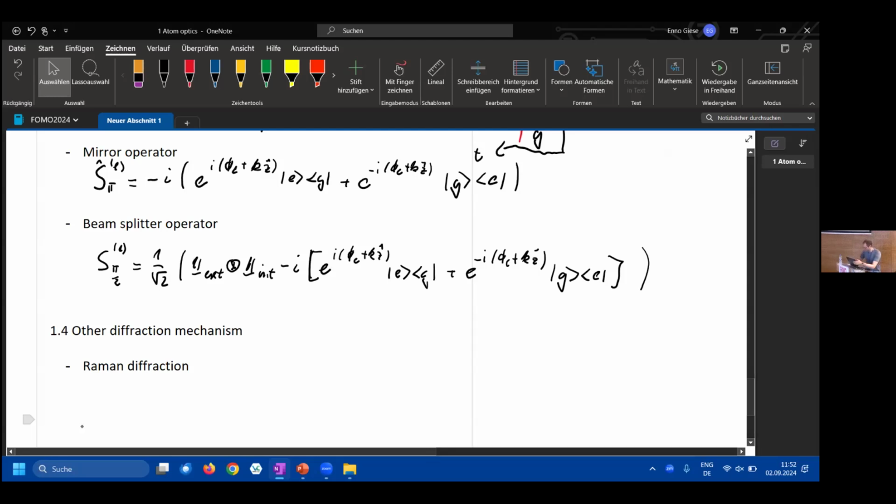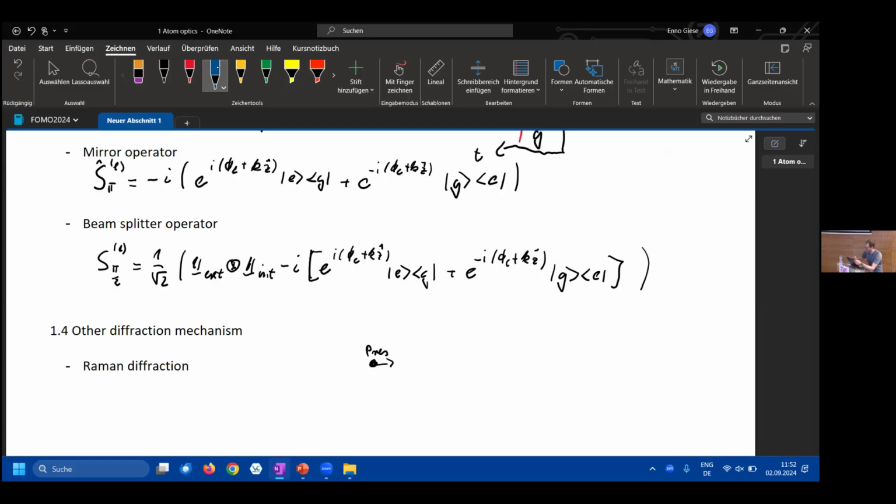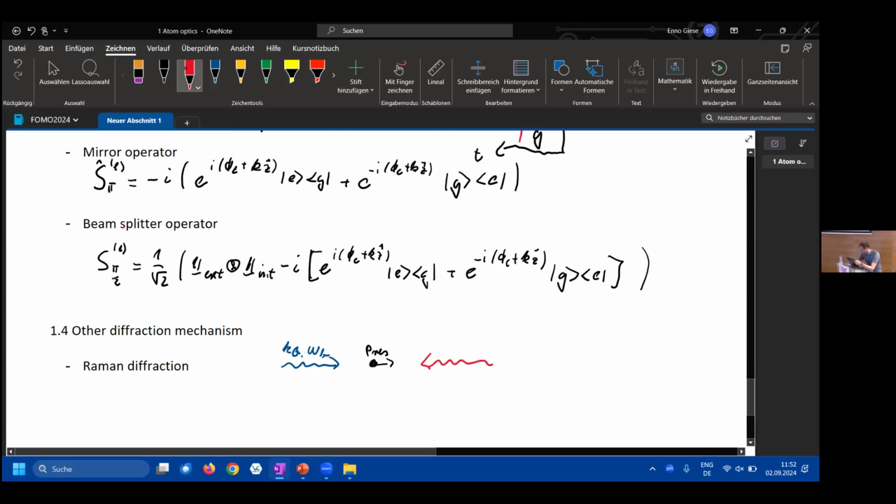But what you do is you have your atom sitting somewhere, with some momentum, let's say it's resonant, and you have a blue light field coming from the left with some frequency, so K blue and omega blue, and you have a red detuned field, and the colors are, of course, not literal colors, with minus K red in the opposite direction, omega red.